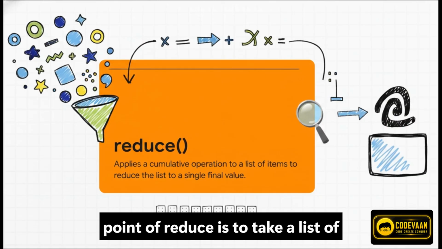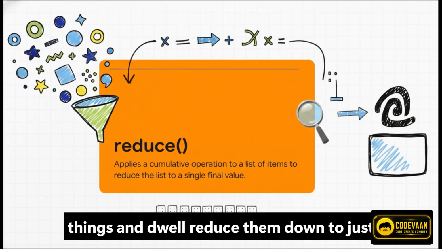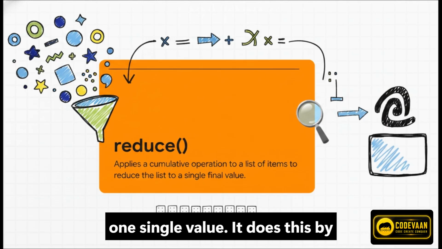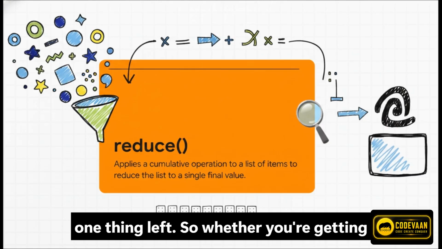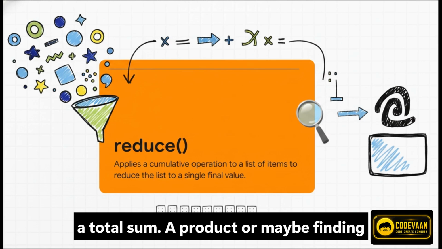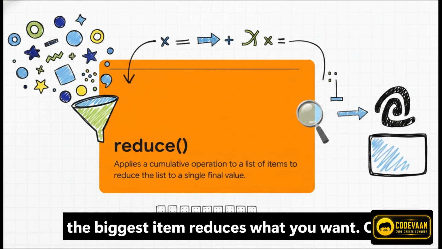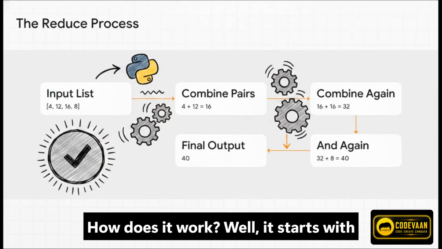The whole point of reduce is to take a list of things and, well, reduce them down to just one single value. It does this by applying an operation over and over, boiling the list down until there's only one thing left. So whether you're getting a total sum, a product, or maybe finding the biggest item, reduce is what you want. So how does it work?